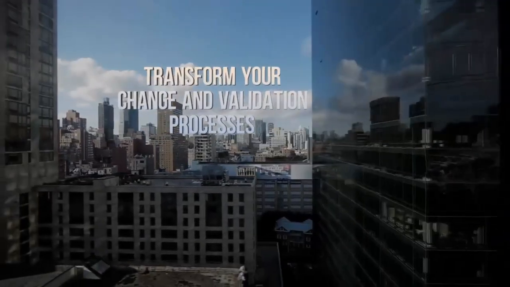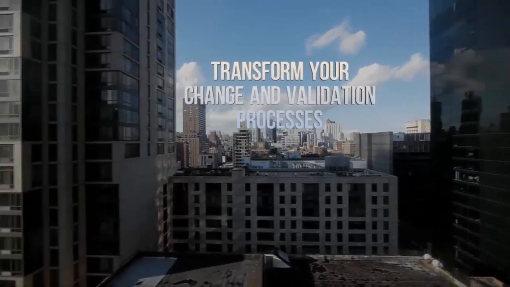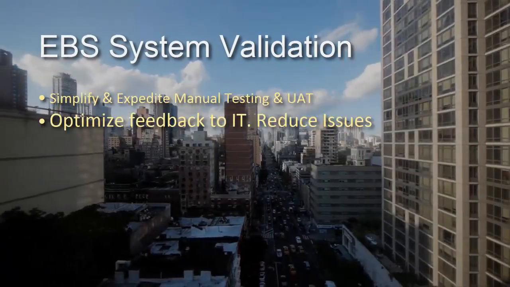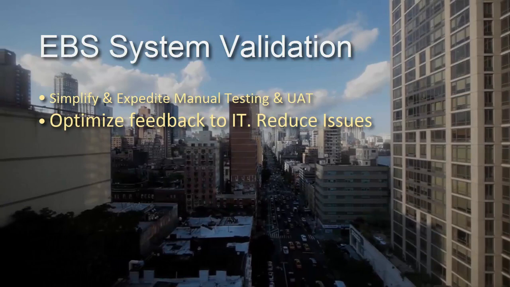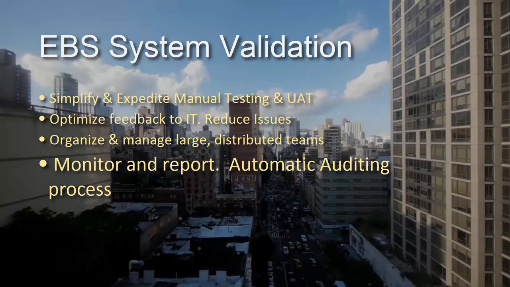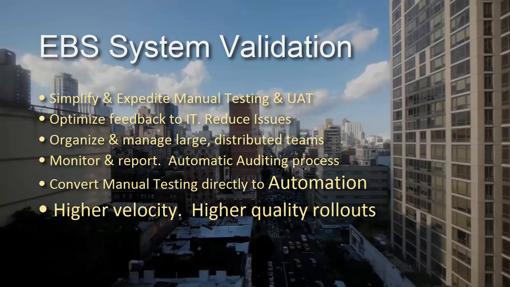This demonstration will show you how you can transform your change and validation processes to simplify and expedite manual testing in UAT, optimize feedback to IT, reducing issues, organize and manage large distributed teams, monitor and report, providing an automatic auditing process, convert manual testing directly into automation, and achieve higher velocity with higher quality rollouts.